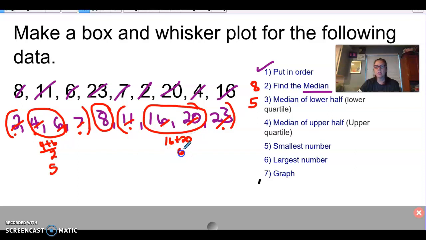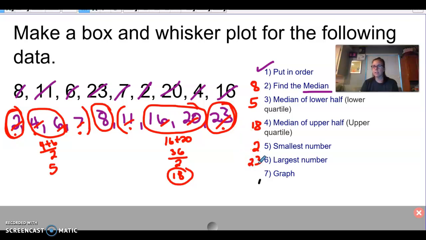So that's 36 divided by 2, which is 18. So 18 is the upper quartile. All right? The hard work is done. This is just the smallest number. So you go over here, you circle the smallest number. It's 2. The largest number is 23.